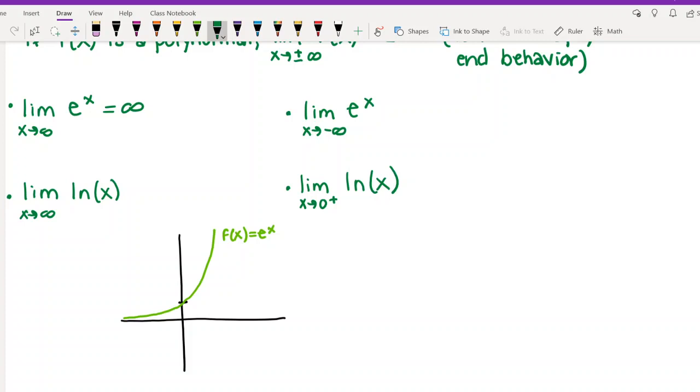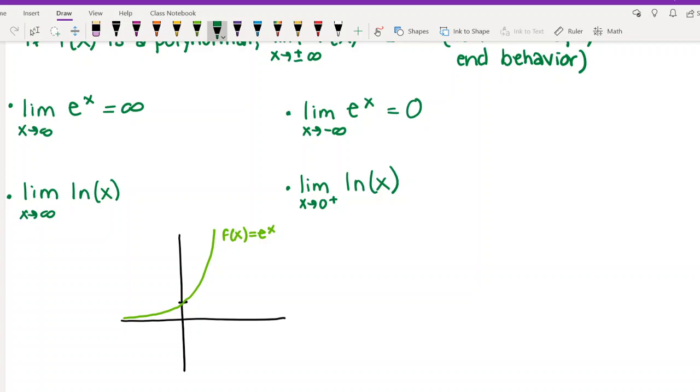So e is like 2.72. If you take 2.72 and raise that to the 100th power, you're going to get a really big number. And so that's why the graph points up, and that's why the limit is what it is. So what about the limit as x approaches negative infinity? Well, there the graph is getting closer and closer to the x-axis, so the limit is 0.